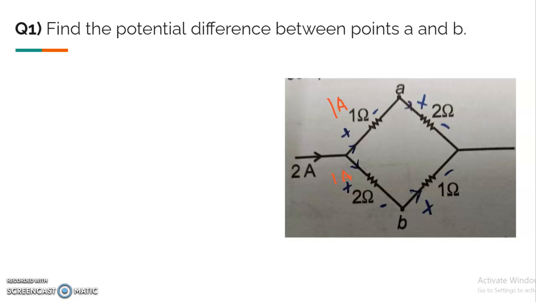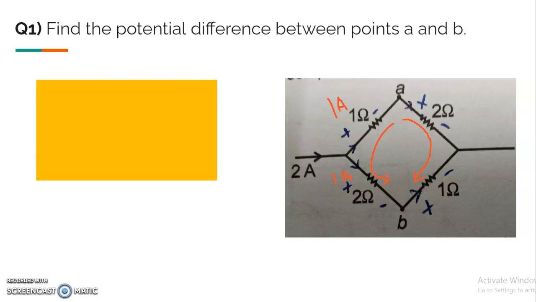Alright. To find the potential difference, it can be done through the left side, that is along this way, and also through the right side. We don't have to worry about the direction taken in this case because the total resistance in each branch adds up to give 3 ohm. So now let us start solving the question.